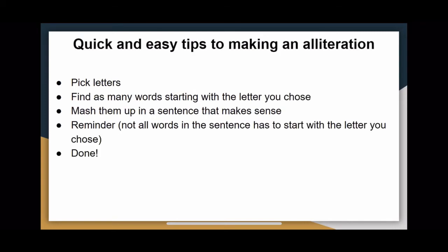Now, quick and easy tips for writing an alliteration. To begin, pick the letter you want to use to make your alliteration. You will then have to find all sorts of words starting with the letter you chose. Write adjectives, transition words, nouns, etc. Then make a sentence with all those words, or some of those words, and remember that not every word in that sentence has to start with the letter you chose, but the majority should.